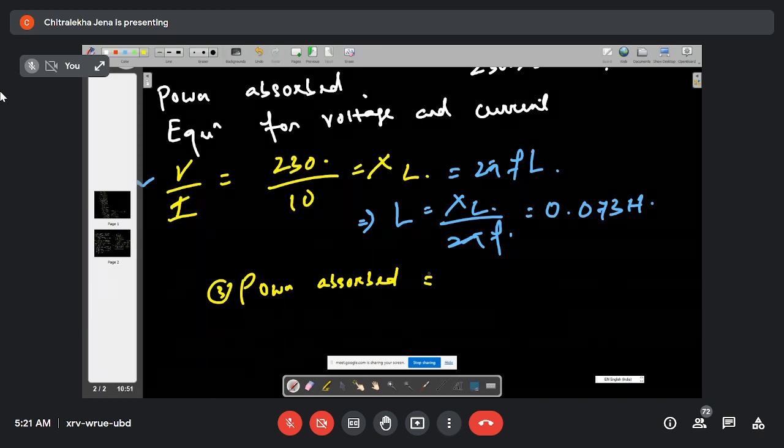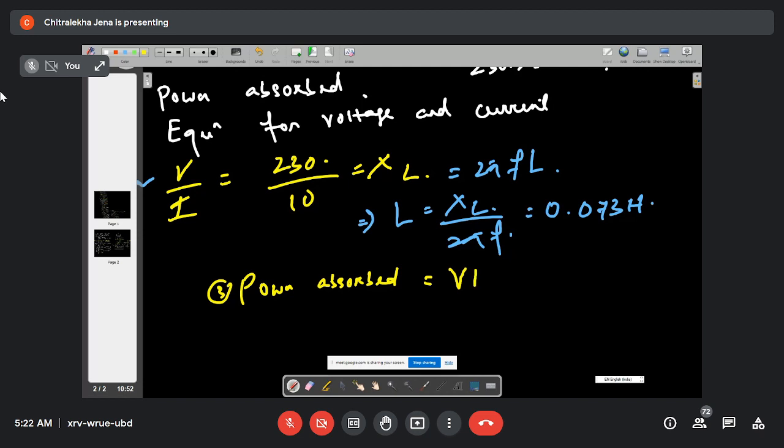Quick, tell. What is the formula for power absorbed? V into I. Who told? Abhijit. All of you agree with this formula?